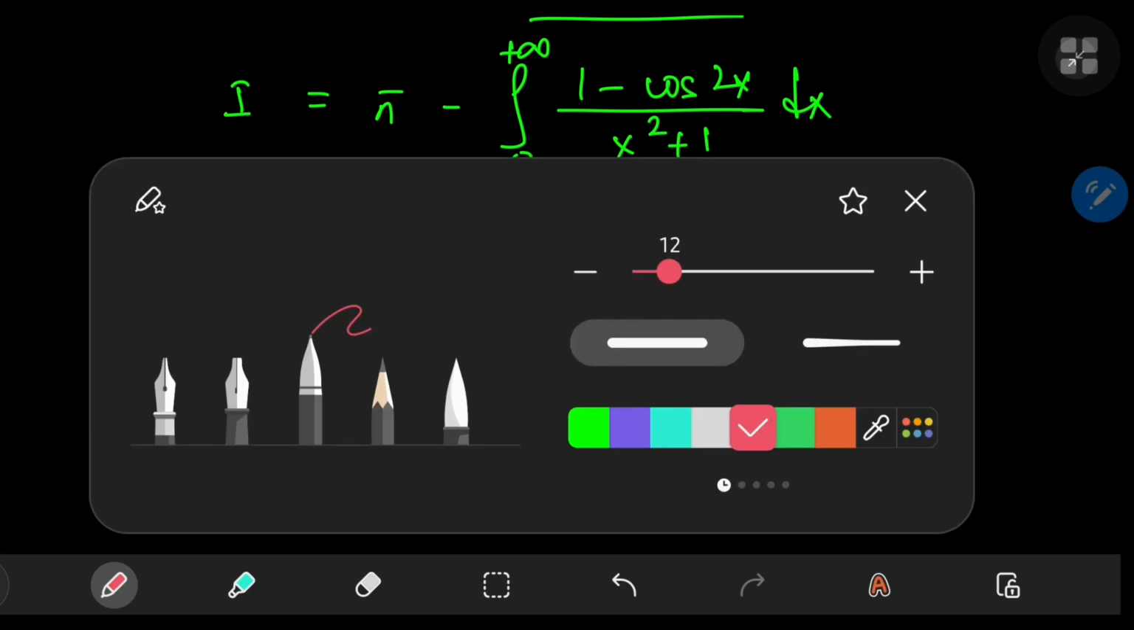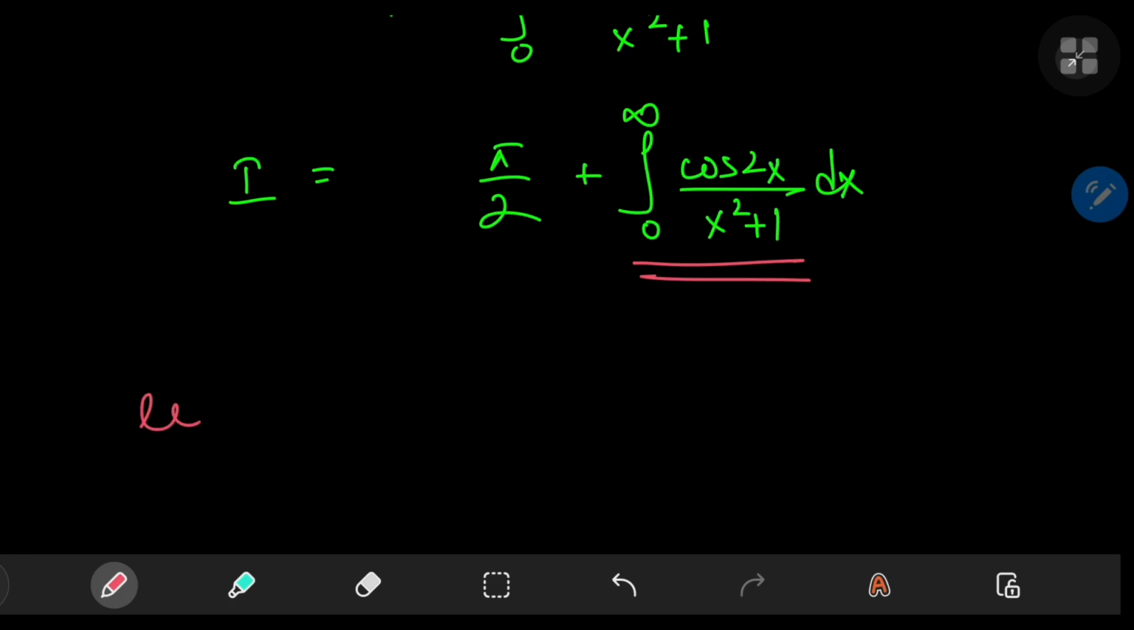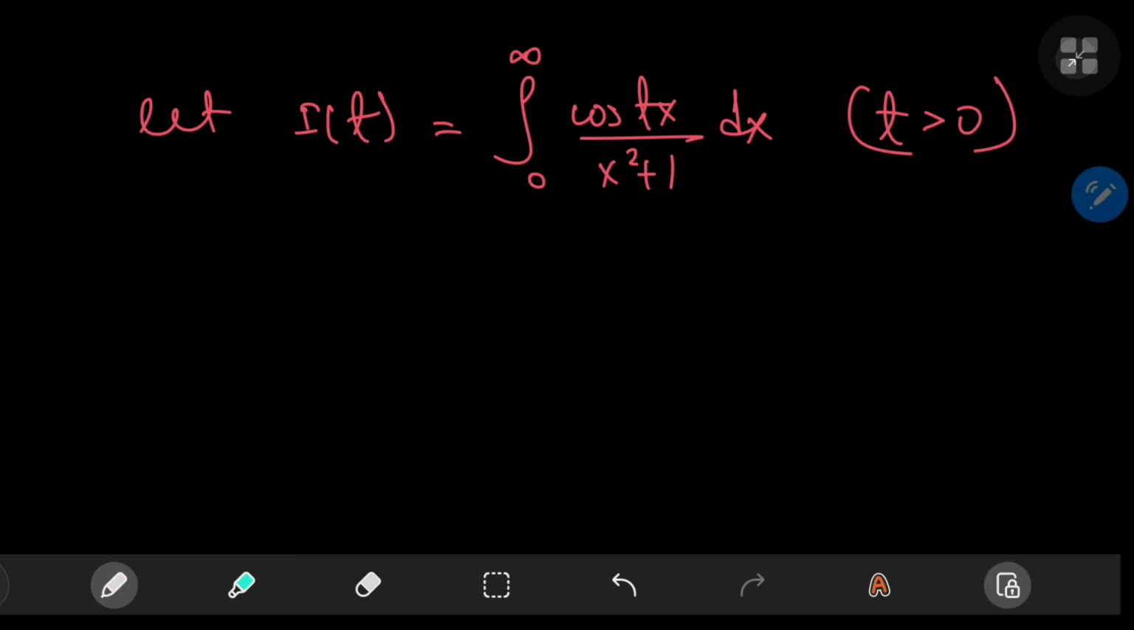And this interesting looking integral here is what we're now going to evaluate using Feynman's trick. So let I of t equal the integral from 0 to infinity of the cosine of tx divided by x squared plus 1. And let's assume that t is a positive real number. Now that we have the integral function I of t, we can take the derivative with respect to the parameter t. And now for the golden question, can we switch up the order of the differentiation and integration operators?